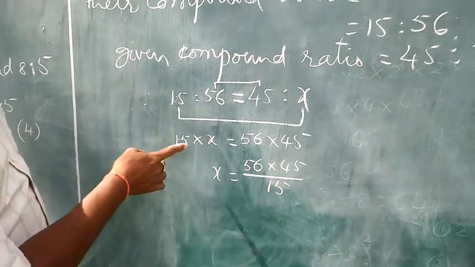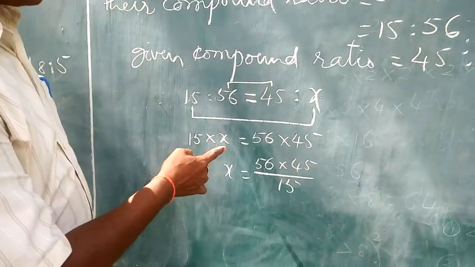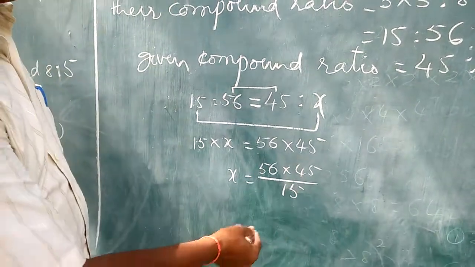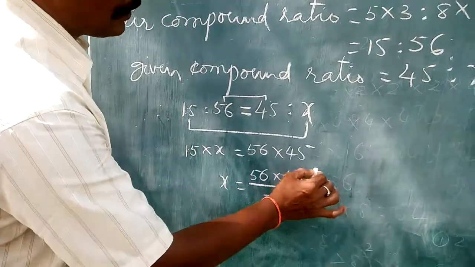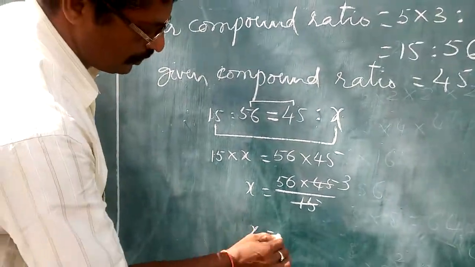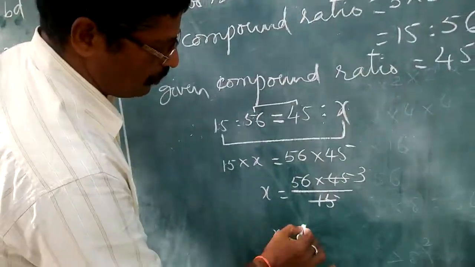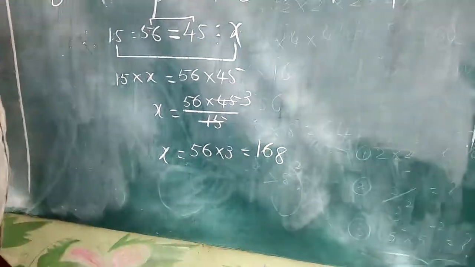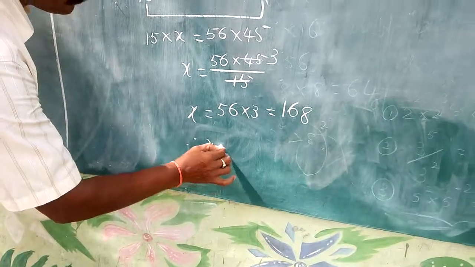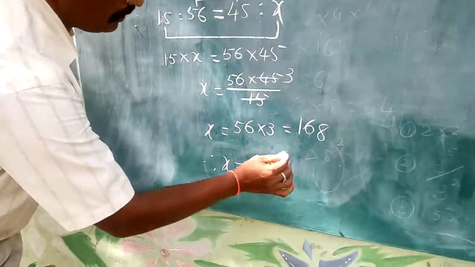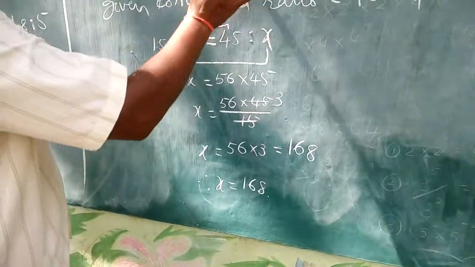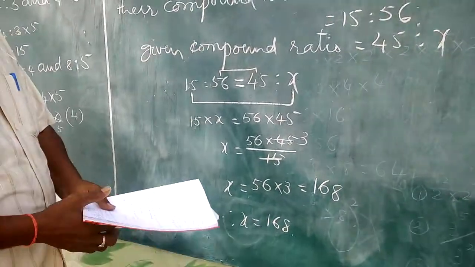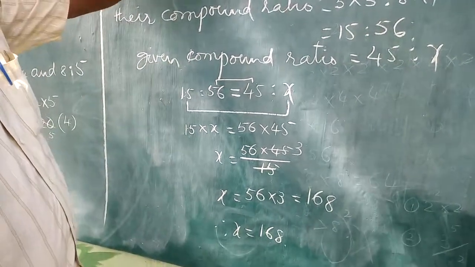It means on the left side 15 is multiplying x, so it becomes division on the right side. 15 cancelled in 45 3 times. x equals 56 into 3. That's equal to 168. Therefore, the value of x equals 168. This is the way to find the x value in a compound ratio.